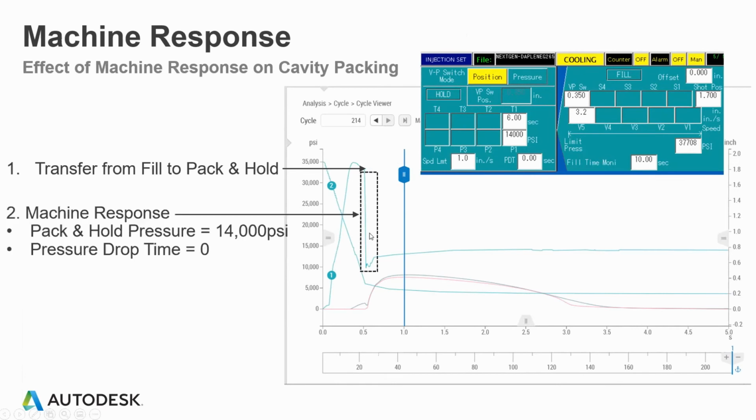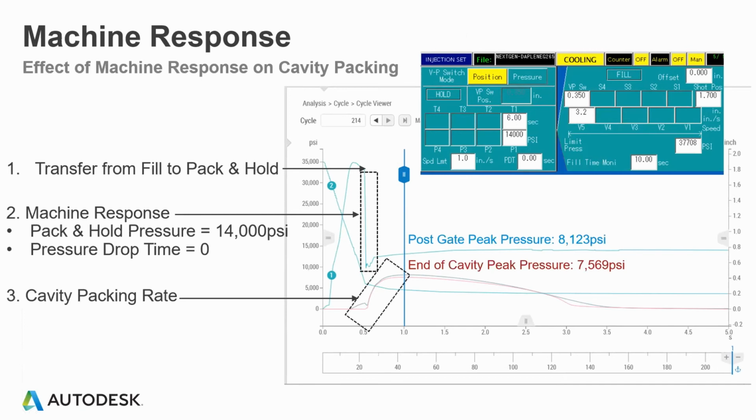So we've got that 14,000 PSI, and I made a note here, pressure drop time 0. That's this setting right here. That's one of those features of the machine that you can use to control the machine response. That then results in this peak cavity pressure. So you can see we have a little over 8,000 post-gate and about 7,500 at the end of cavity.